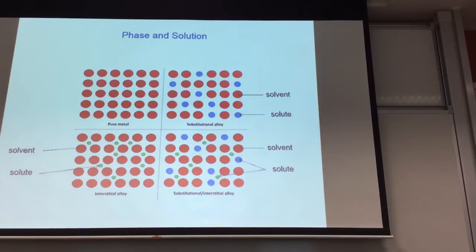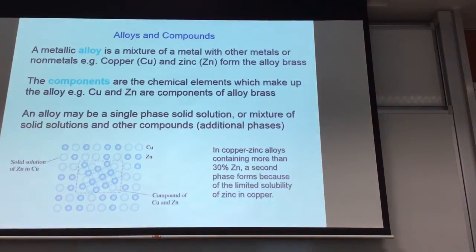So you have different ways the solute can dissolve into a solid solution. So what is an alloy? An alloy is a mixture of a metal with other metals. Your alloy can be a single-phase solid solution, where your base metal dissolves all your solutes, or it may also be a mixture of solid solutions and different phases.